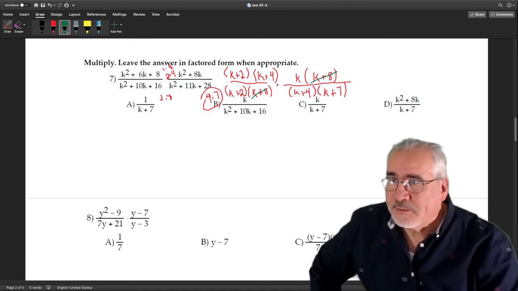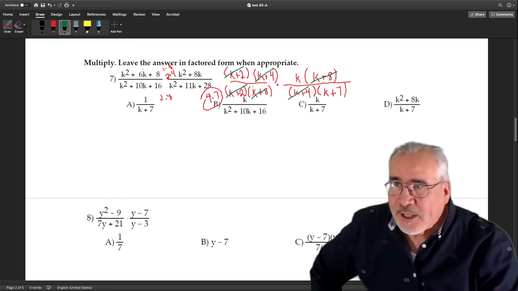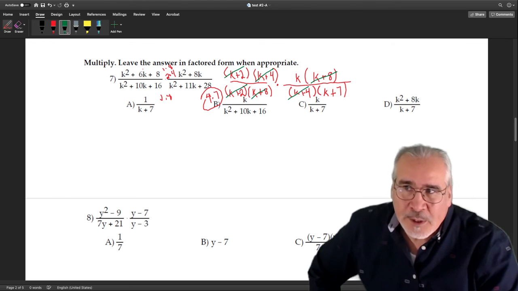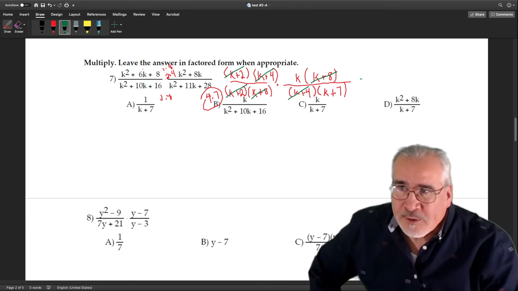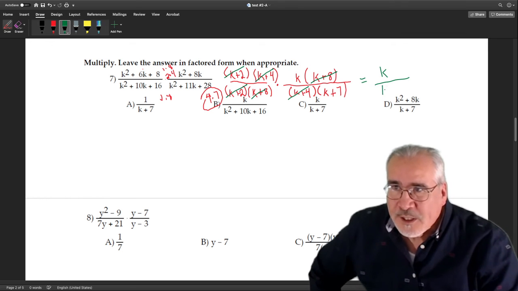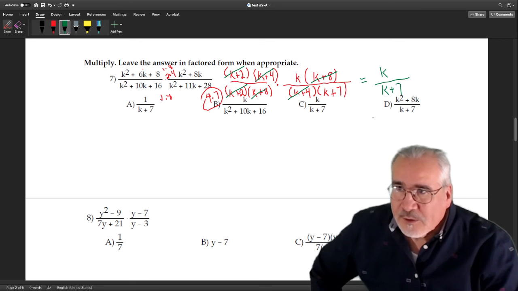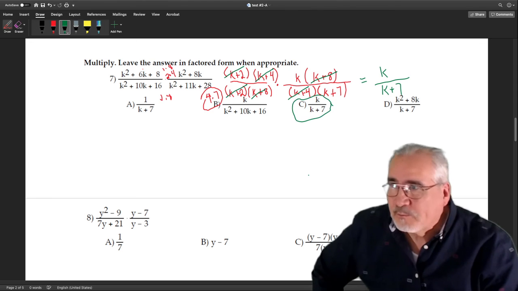We have k plus 4 and k plus 4 that way. We have k plus 2 and k plus 2. Now when something factors out, cancels out completely, remember it's a factor of 1, and so we multiply straight across. All that's left in the top is a factor of k times 1 if you want, but that's k. In the bottom, everything canceled out except k plus 7, so it's 1 times k plus 7, which is k plus 7. So that's what we're left with. That's option C, and there it is.